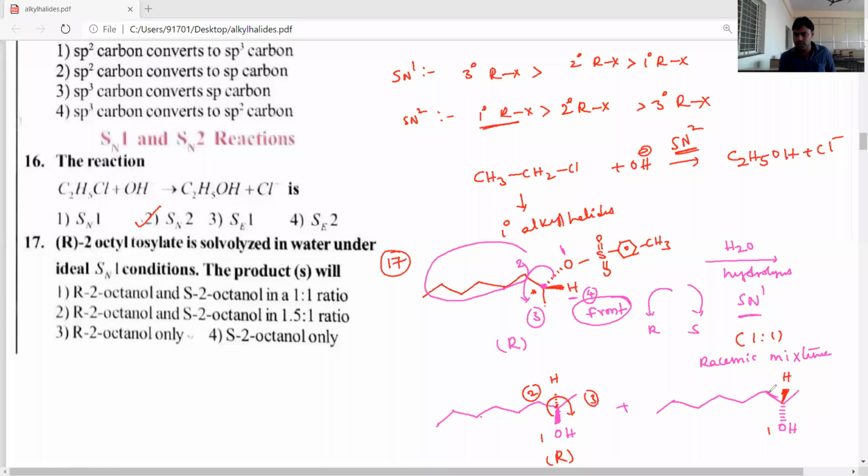Now OH is first, then second, then third, and the direction is also clockwise, but the least priority group or fourth group is on front, then we have to take reverse. Taking reverse means it is S product. Clockwise here means S product. Then this is 50% and this is also 50%. So the answer is R-2-octanol and S-2-octanol in 1:1 ratio. The first one is correct. Students, this kind of question is very important for the JEE examination, especially JEE Mains and Advanced levels, they will ask.